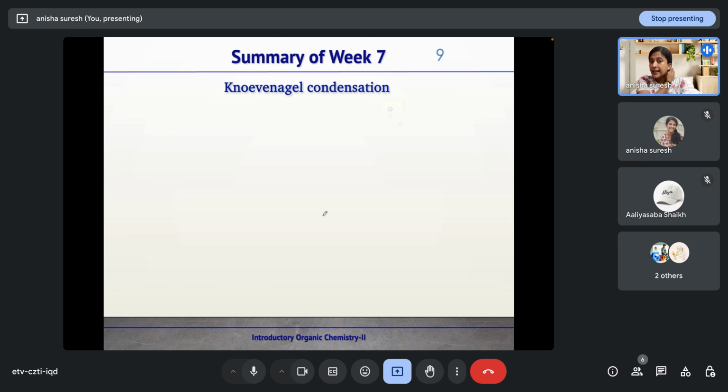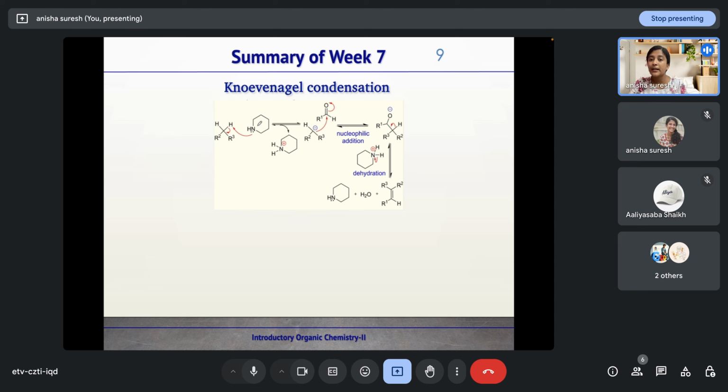Now coming to Knoevenagel condensation. Here we are using an amine. This amine will be acting as a base. It will abstract the proton, and that enolate or that anion will add on to the carbonyl carbon. A nucleophilic addition reaction will take place, leading to formation of this intermediate, and then an E1cB sort of elimination reaction will take place, leading to formation of this alkene, and regenerating this amine, and water will be the byproduct.